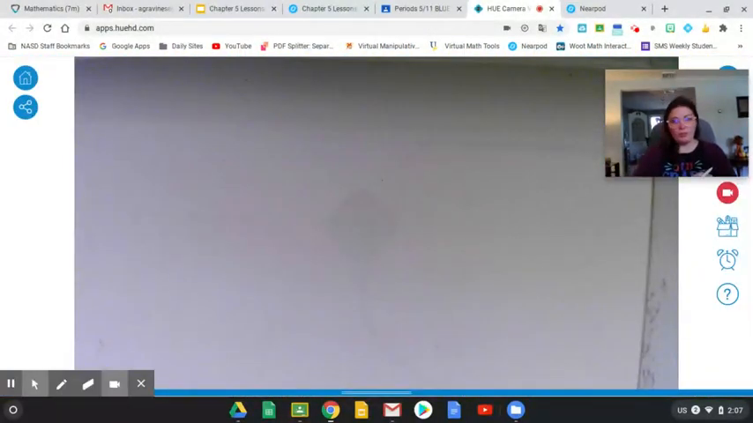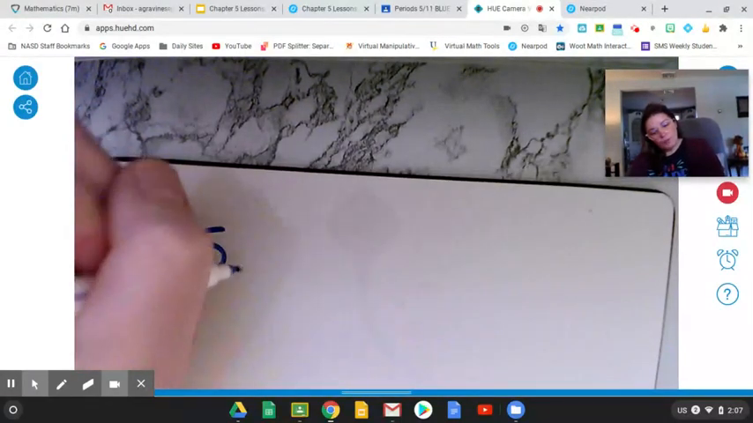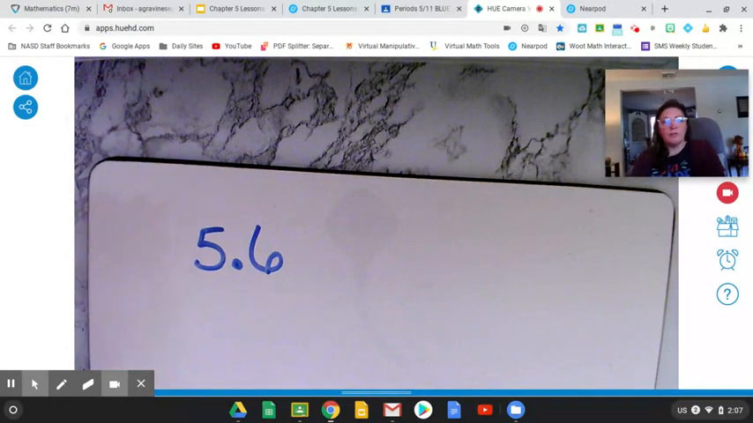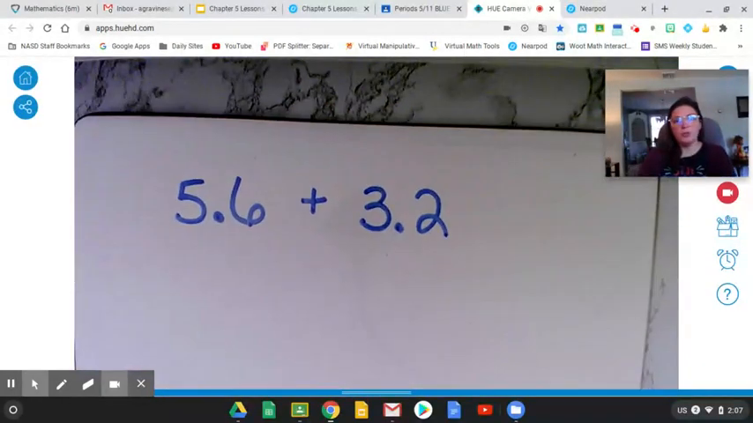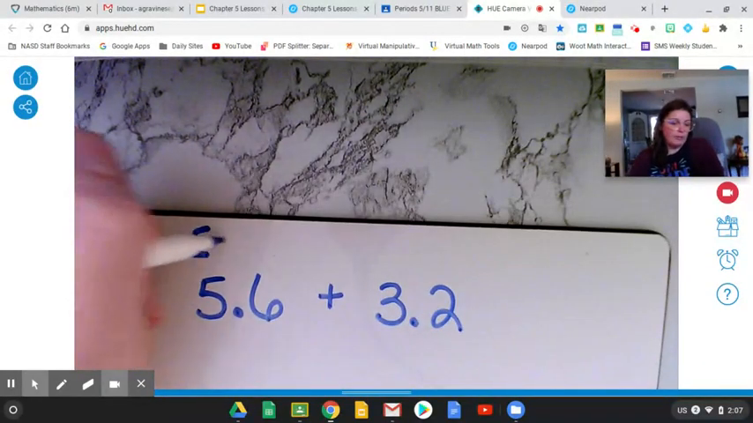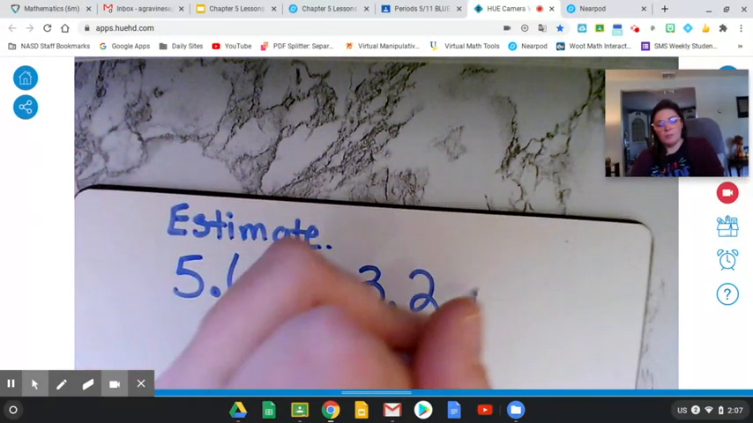So yesterday we looked at how to round numbers that had decimal values, and today we're going to take that rounding and apply it to estimation. So let's say that we have an example of 5.6 or 5 6/10 plus 3.2 or 3 2/10. And we only need an estimate for this one. So we want to estimate that sum.